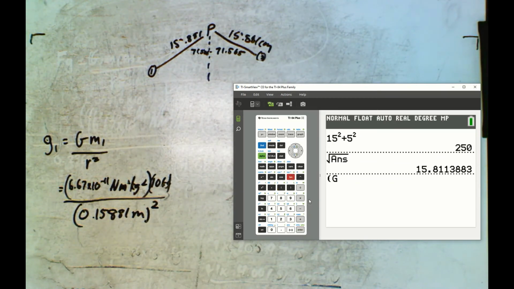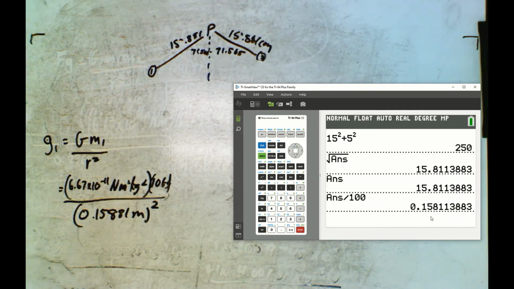So I'm going to go G times 10 divided by my answer, divided by 100 squared. Oh, man. Sorry. I think I'm going to take that answer and divide it by 100 here. There we go. Now it's in meters. And now I'm really ready to go.